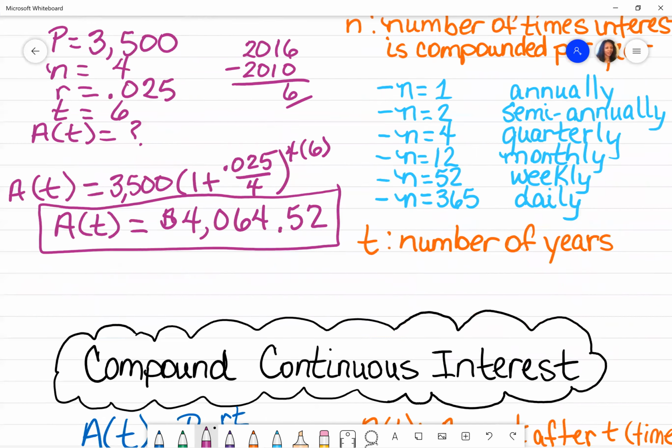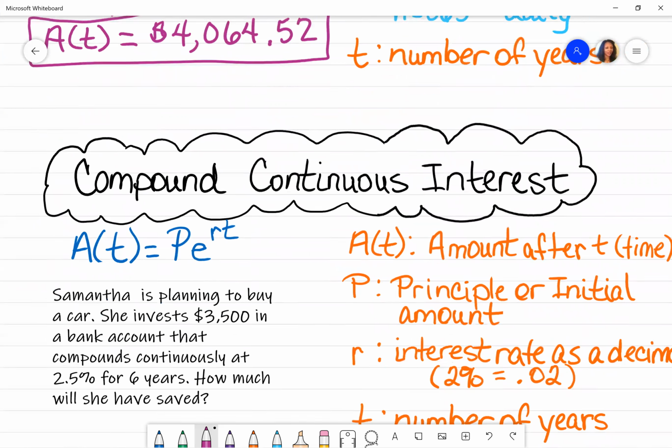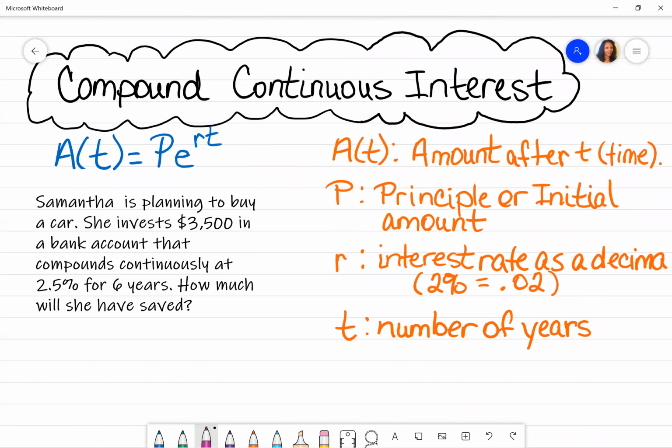If we were using that same scenario, the wording will be a little bit different for a problem like this called compound continuous interest. This is the formula you would now use. So again, we still have our A of t, our principal, and our interest rate and number of years. What we don't have is n. We don't need to know what the compound rate will be annually, weekly, quarterly, because we already know it's going to be continuous.